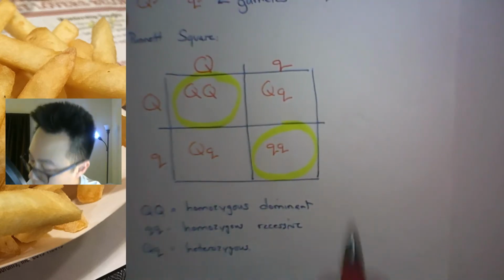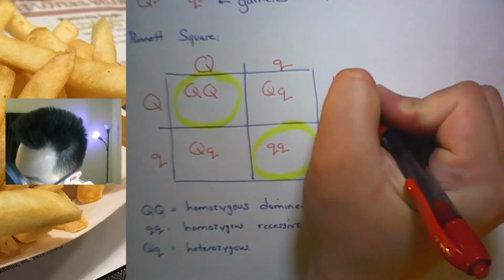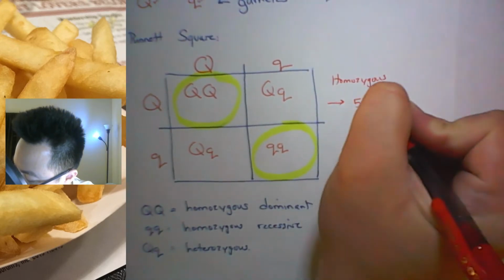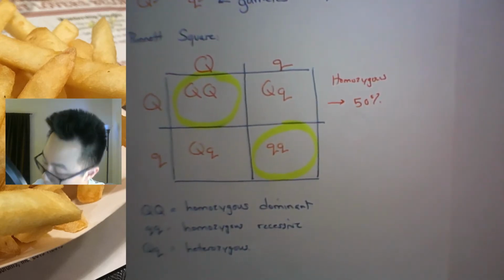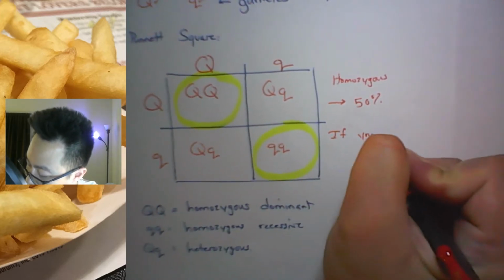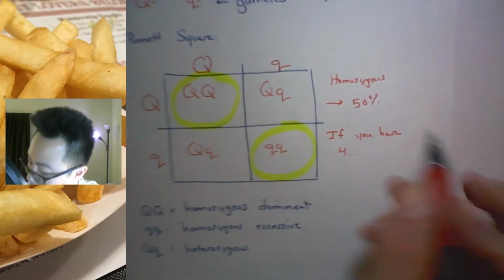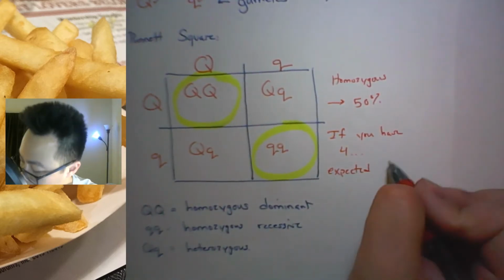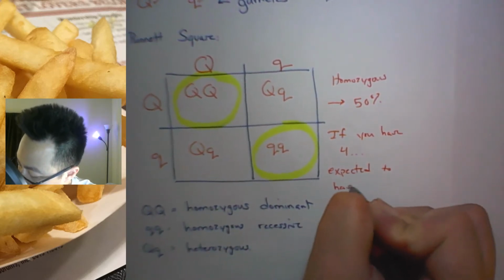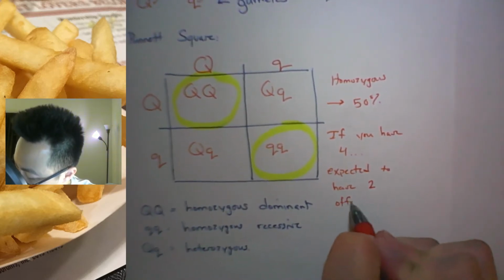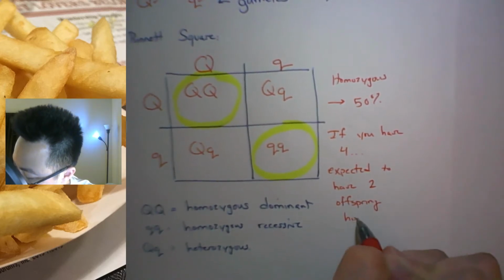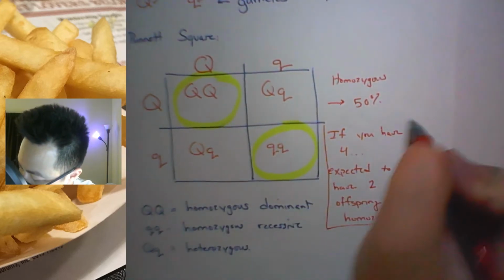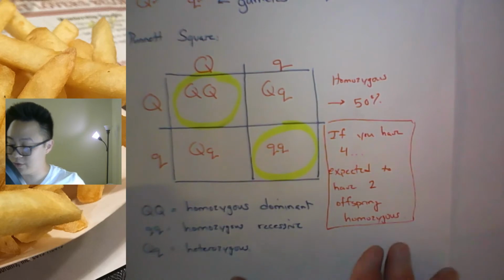So to get the homozygous would be 50% of the offspring. Therefore, if you have 4, it's expected that 50% of 4, 2 offspring, that is homozygous. Okay? All right. There we go. So that's the answer to this one.